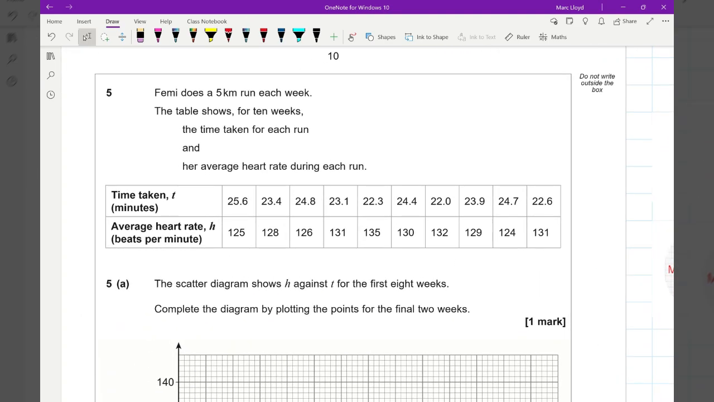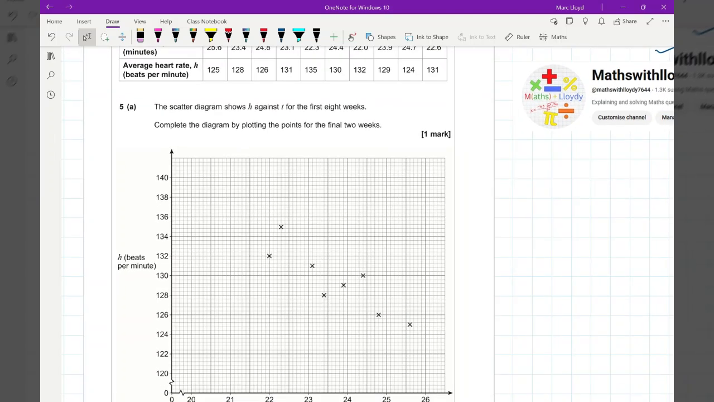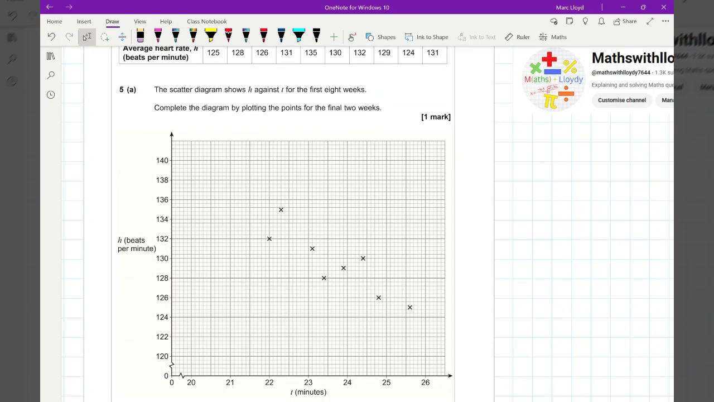Question 5. So Femi does a 5-kilometer run each week. The table shows for 10 weeks the time taken for each run and her average heart rate during each run. The scatter diagram shows H against T for the first 8 weeks. Complete the diagram by plotting the points for the final 2 weeks.